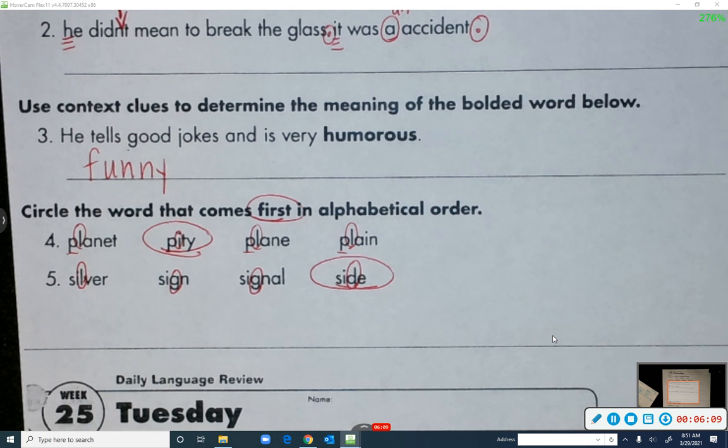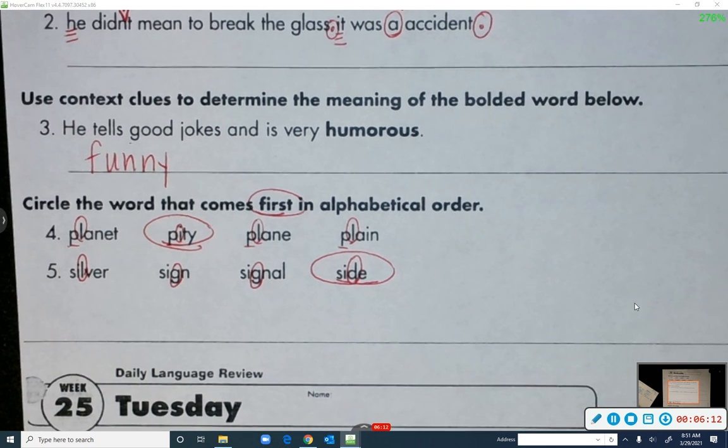All right, that's your daily language for today. Put that in your work in progress folder.